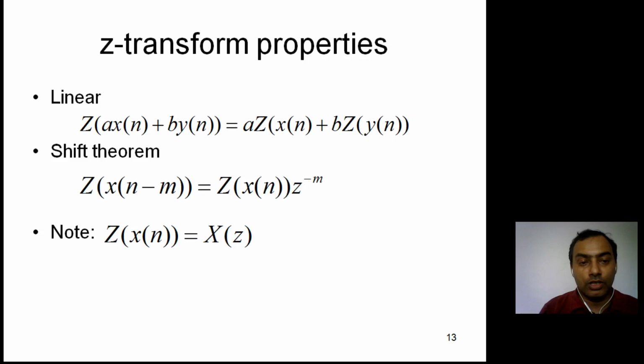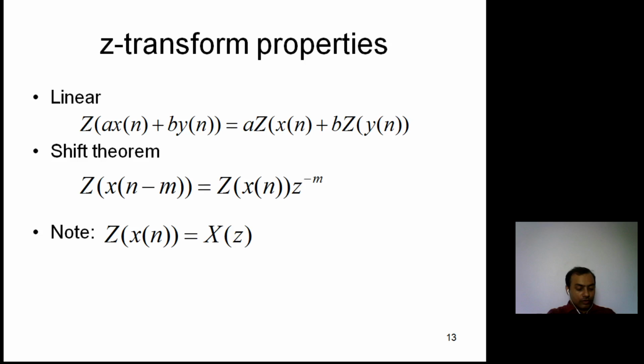So what is the linearity property of the Z transform? Z{a x(n) + b y(n)} is equal to a Z{x(n)} + b Z{y(n)}. You know from previous classes that the conditions of linearity are superposition and homogeneity. If a sequence follows these two, homogeneity and superposition, then it is linear, otherwise not linear.